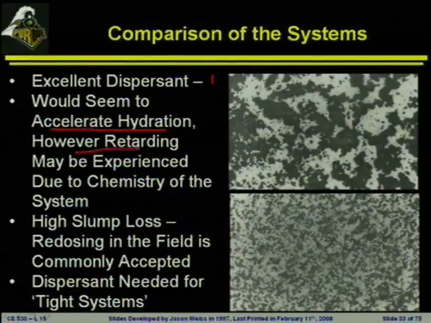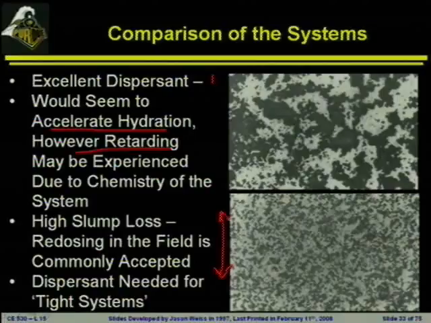They may also be considered as retarding admixtures, though, because they're going to have chemistry on their surface, whether they're polymer chains on their surface, whether they're altering the charge on the surface. So you'll actually see quite a bit of difference depending upon the chemistry of that particular water reducer on whether it accelerates or retards the overall performance. High slump loss can be experienced.